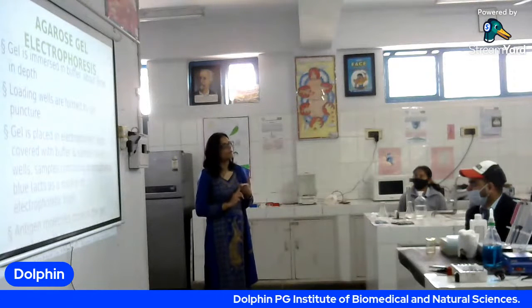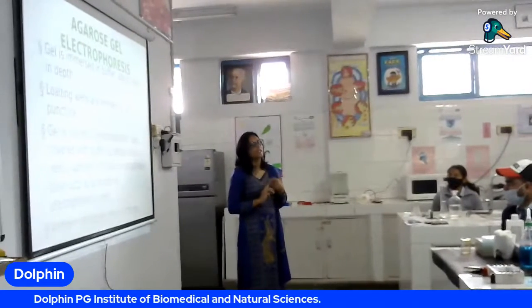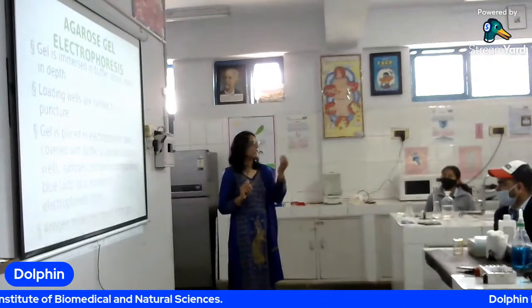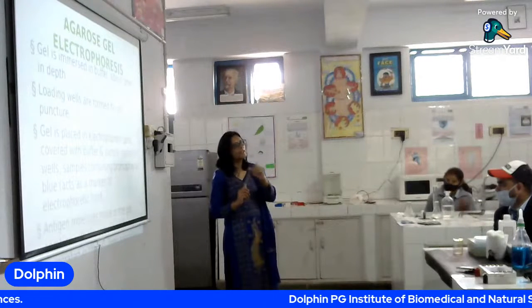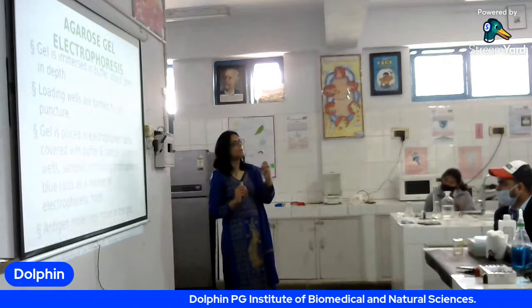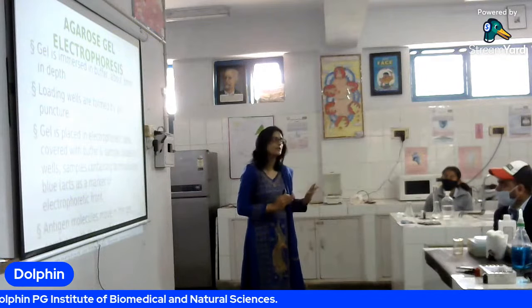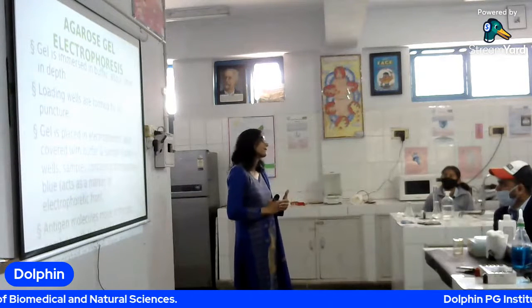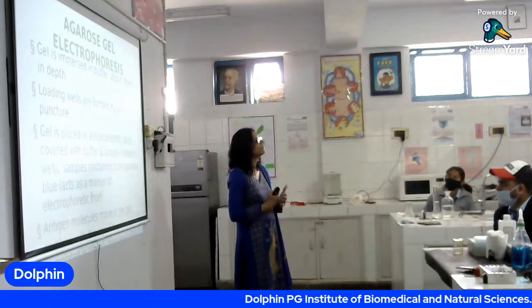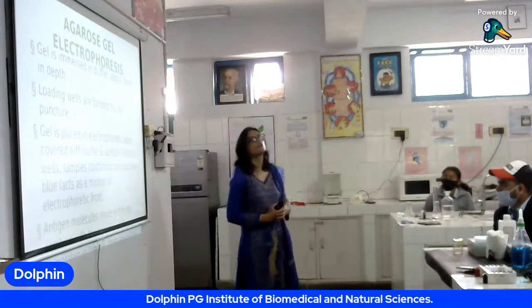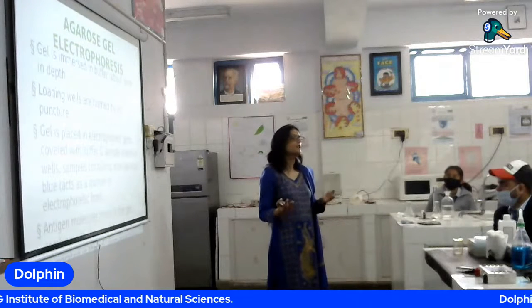Although it can also move, पर हमने क्या कर दिया है? उसको इमोबिलाइज कर दिया. कैसे इमोबिलाइज कर दिया? जो जेल के पोर्स होंगे ना, उनके बीच में क्या है? एंटीबॉडी जाके रुक गया है. तो जेल के बीच में ट्रैप हो गया है. तो एंटीबॉडी तो मूव कर सकता है, but it cannot move. Why? Because it is trapped inside the gel. So which molecule can move? The antigen can move. So the antigen is in the well and the antibody is in the gel.